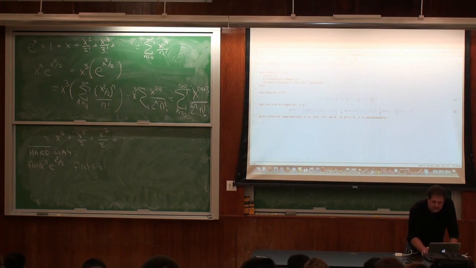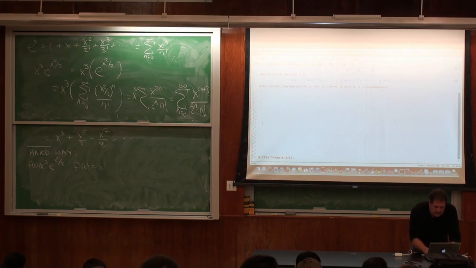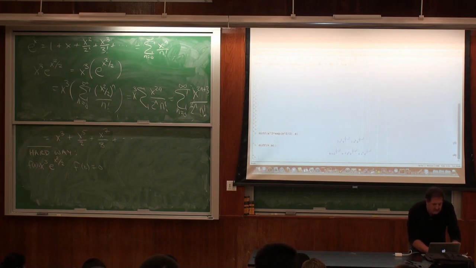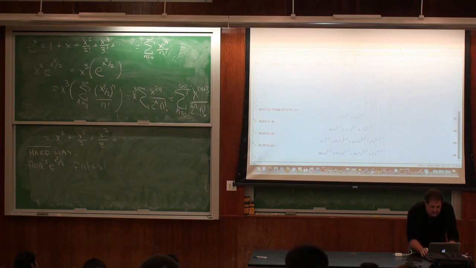Okay, so let's scroll down a little bit. I want to take the derivative of x cubed e to the x squared over 2 with respect to x. So it's that. Now I want the derivative of that with respect to x. And oh, wrong. See. Eventually, okay.